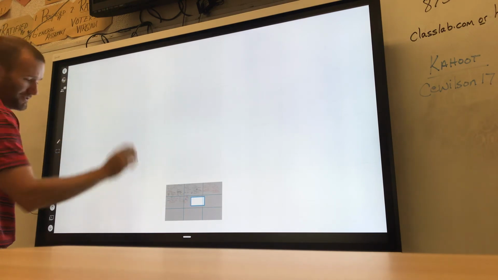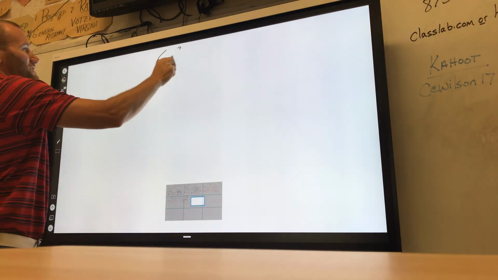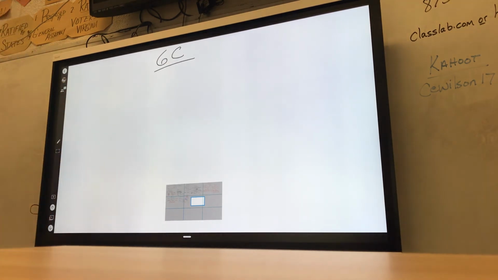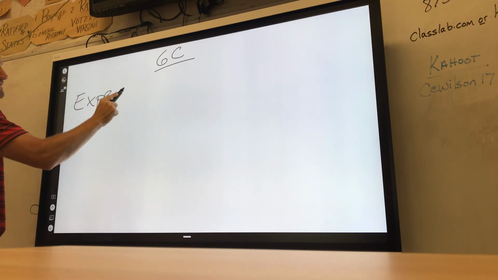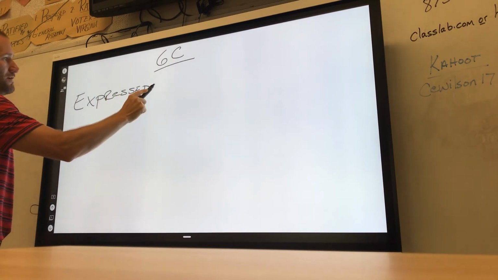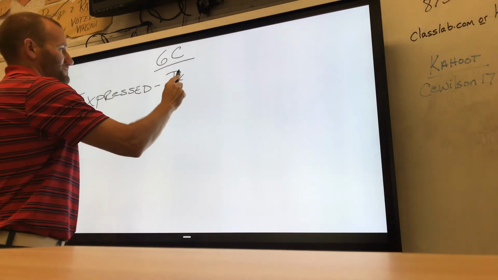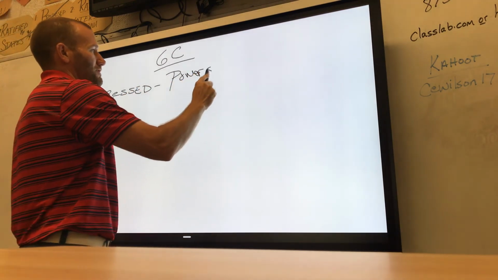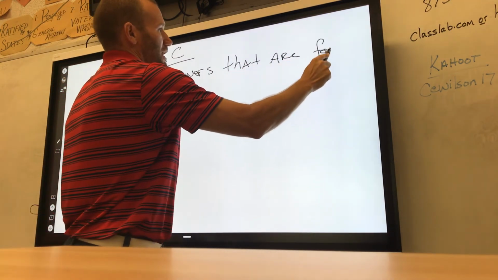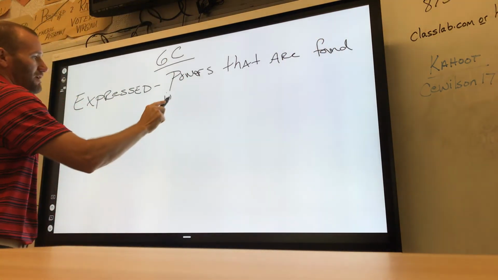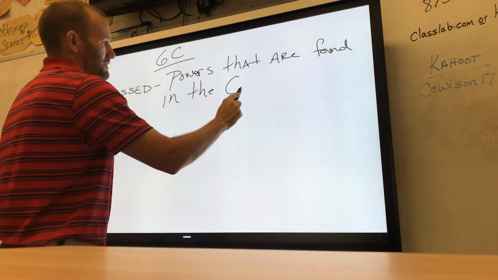All right, let's look at 6C. If I can get the page here. 6C, legislative powers. We have legislative powers. There are two. And how bills become law. Express and implied. We'll look at the express ones first. What's the simple definition of express powers? Powers that are found in the Constitution. Found in the Constitution.